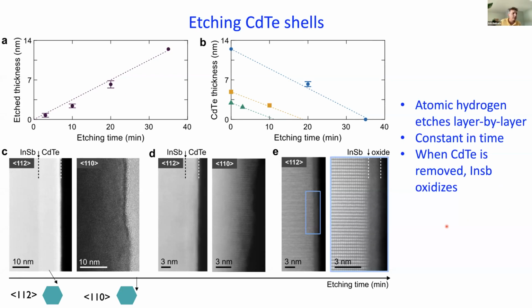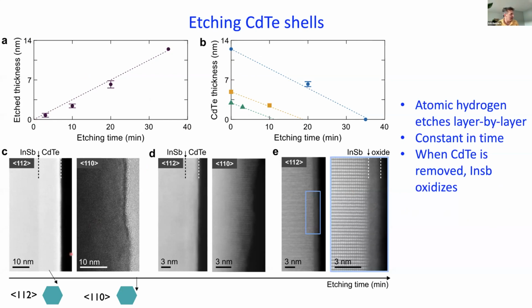cadmium telluride. So in this graph, you can see the etched thickness as a function of the etching time. And you can see what happens if we start with different thicknesses. Well, you can see that it decreases linearly in time. We can image these samples.